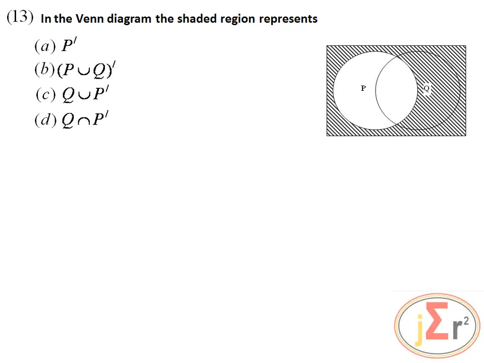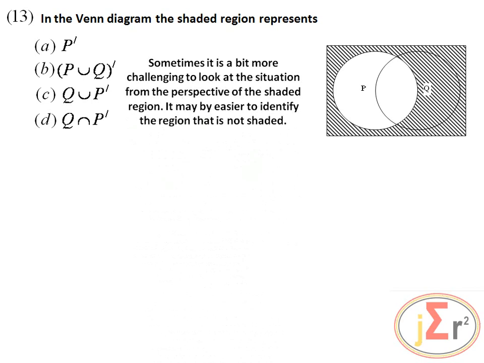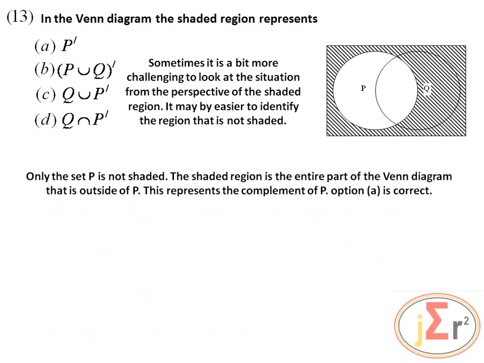In the Venn diagram, the shaded region, we need to know what it represents. Sometimes it is a bit more challenging to look at the situation from the perspective of the shaded region. It may be easier to identify the region that is not shaded. Only set P is not shaded. The shaded region is the entire part of the Venn diagram that is outside of P. This represents the complement of P, which is P complement. Option A is correct.